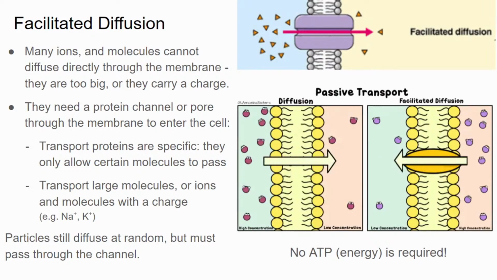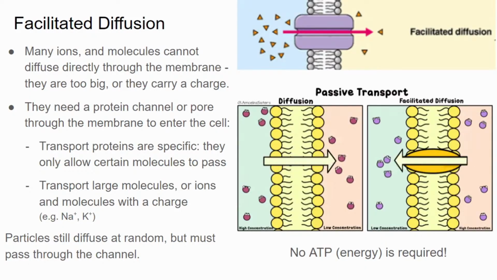Many ions or molecules aren't able to diffuse directly through the membrane because they're simply too big, so they're not able to pass between the phospholipids, or they carry a charge, and the charge then interferes with our fatty acid tails at the bottom of our phospholipids. Okay, so if they're not able to simply diffuse through the cell, they're going to need a protein channel or a pore through the membrane to enter the cell. We call these transport proteins. They are specific. This means that they only allow certain molecules to pass through.